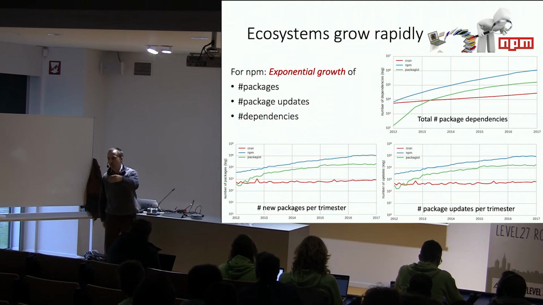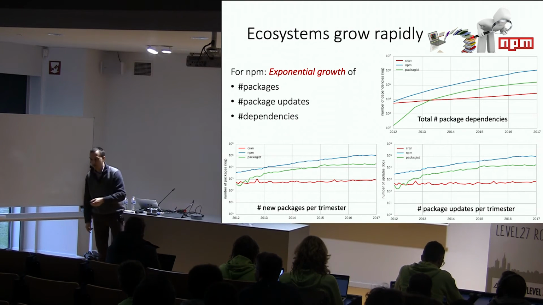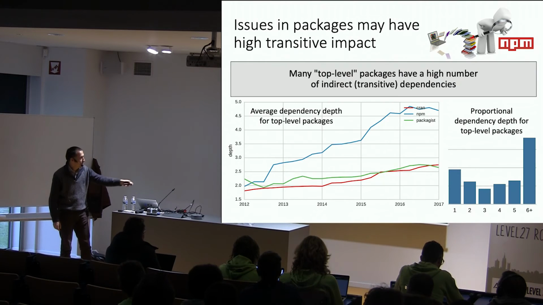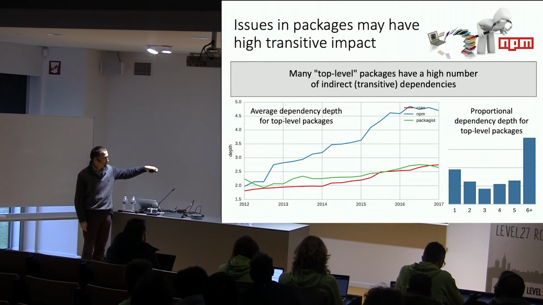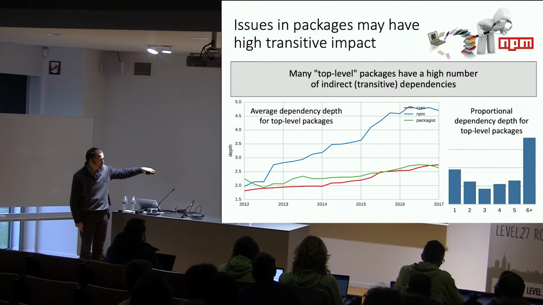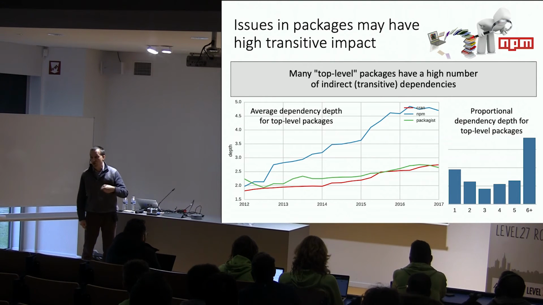How many levels deep can you go for finding dependencies of dependencies of dependencies of dependencies, and so on. So there, basically, here you can see this on the right-hand side. If you look at all top-level packages, there is a huge number of packages that have 6 or more transitive levels of dependencies. So this was really surprising to us. It's also something we found only for NPM and much less for the other packaging ecosystems we analyzed.